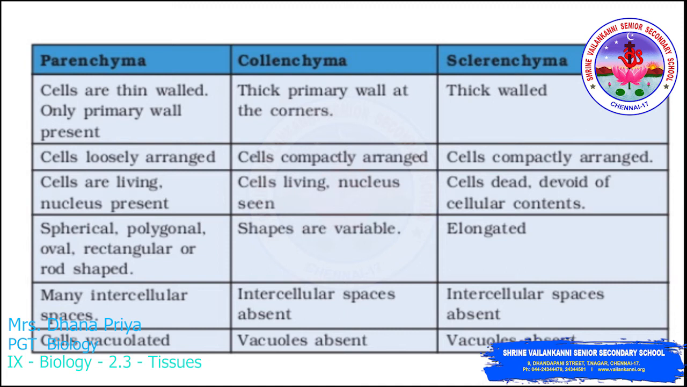Now we discuss the vacuole. The cells are vacuolated in parenchyma, while collenchyma and sclerenchyma cells don't have vacuoles. The cells which have vacuoles are parenchyma tissues, and the tissues which don't have vacuoles are collenchyma and sclerenchyma. So based on these characteristic features, we are able to differentiate them.